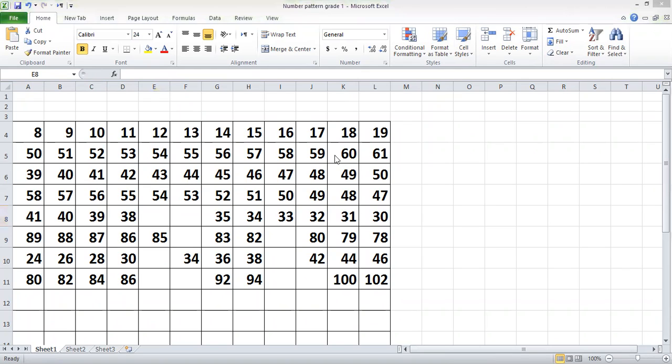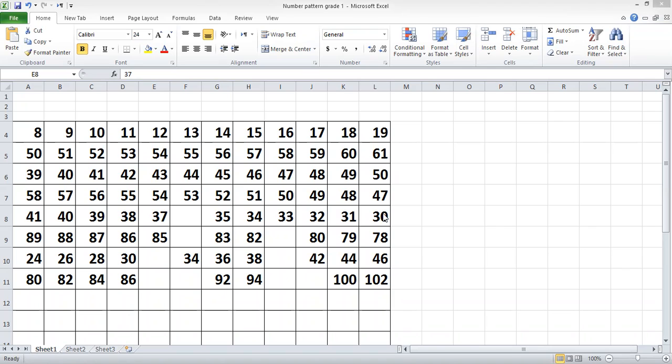Ibrahim Muhammad. After 38, what number should I write here? 37. Why? Because of the pattern. Very good. In the pattern, are we adding or subtracting? We are subtracting 1. Very good. Thank you. Guys, after 37, what will come? After 37.